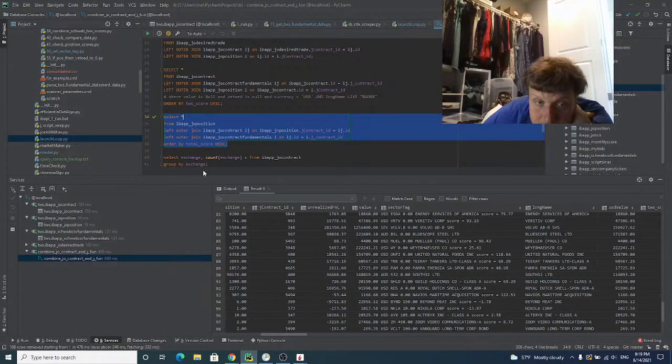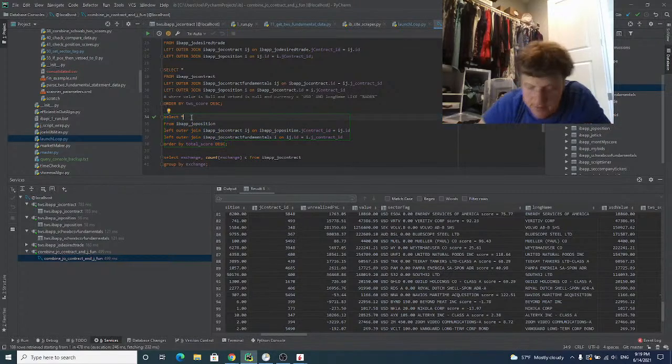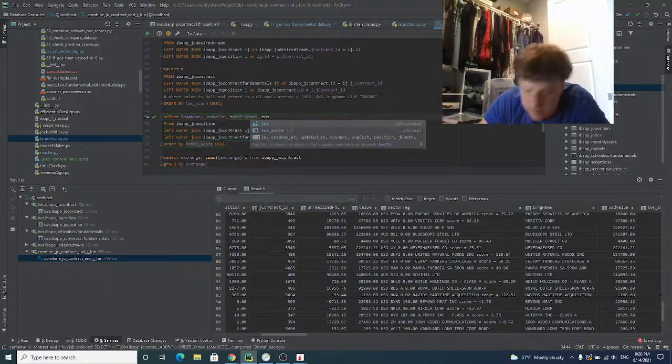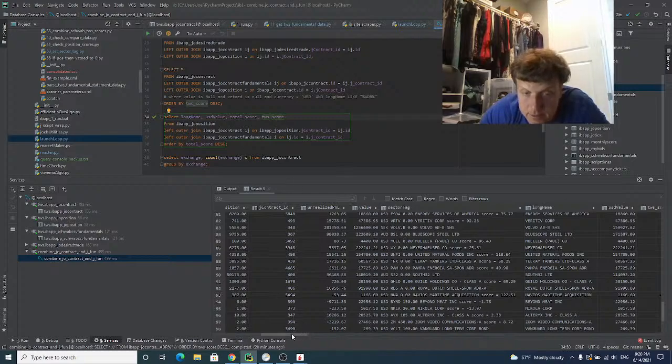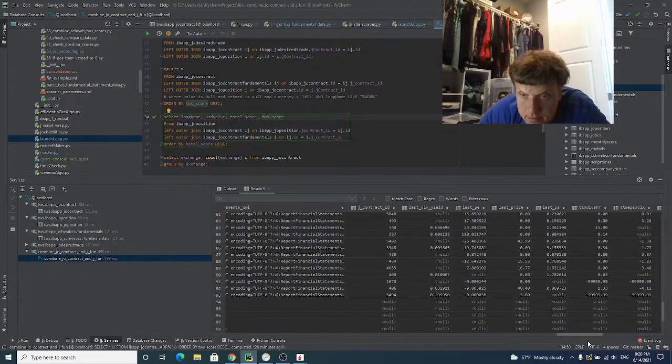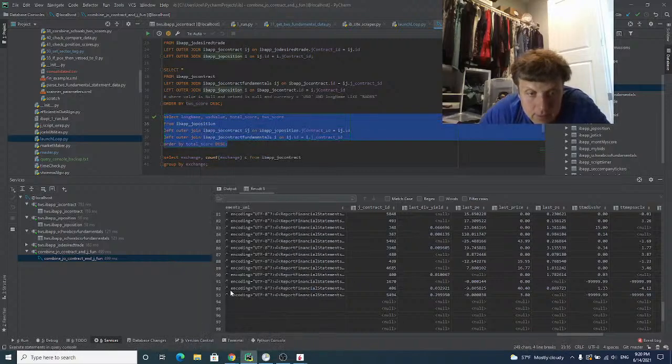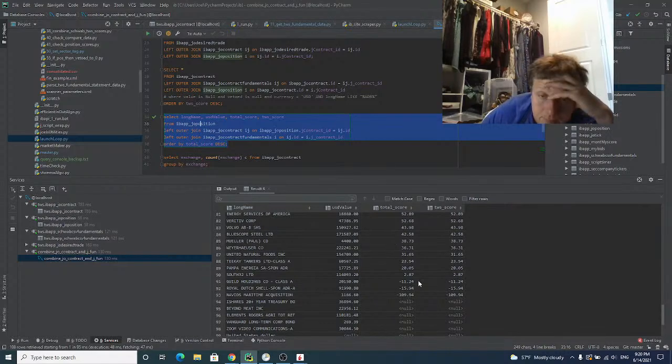You know, I could just simplify this on myself. I don't need to see everything. I want to see long name. I want to see USD value. I want to see total score. I want to see TWS score. Anything else that I want to pull in that would be helpful to me? I don't think so. We'll simplify our lives a little bit. Okay.